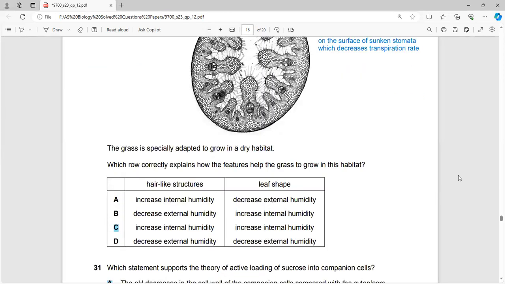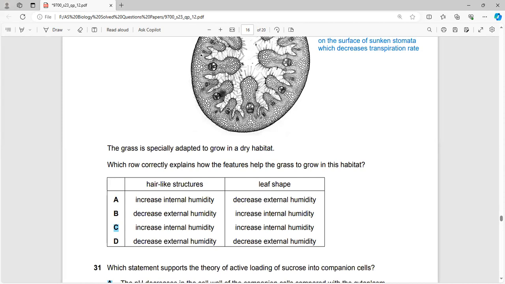So we're going to see the question: the grass is specially adapted to grow in a dry habitat, which will correctly explain how the feature helped the grass to grow in this habitat. So the hair-like structure, these are given there inside, and the leaf shape. That's one. The hair-like structure increases the internal humidity. Fine, it's correct. What about the leaf shape decreasing external humidity? It's also increasing humidity. Why?